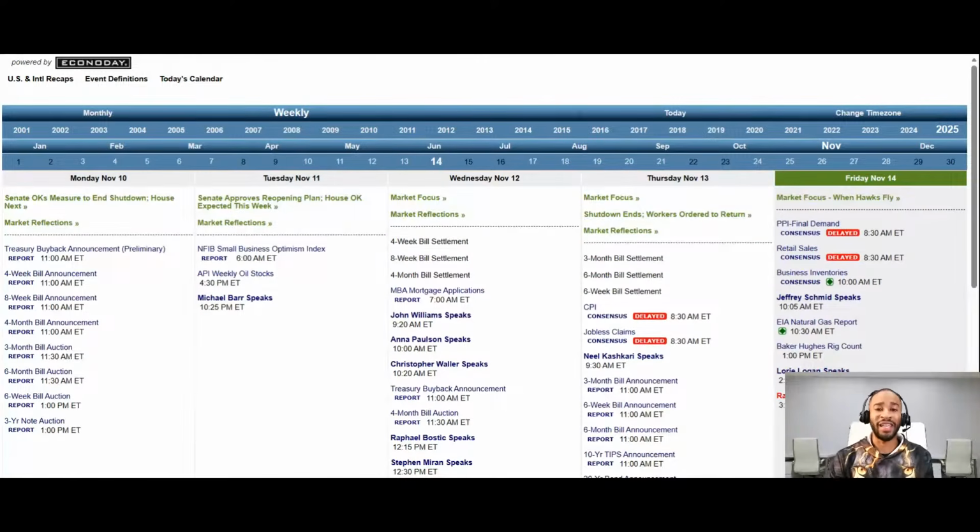And as far as key economic reports that were supposed to be released at 8:30 a.m., we're still getting some delays. So the PPI report and the retail sales report that were supposed to be released at 8:30 a.m., those reports are delayed once again. Now, we do have a business inventory report that's going to be released at 10 a.m. So that may possibly have an impact on the market. But I want you all to keep a close eye on the Fed speaker at 10:05 a.m.